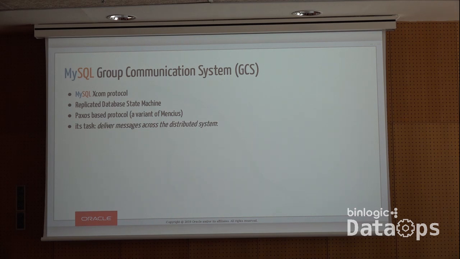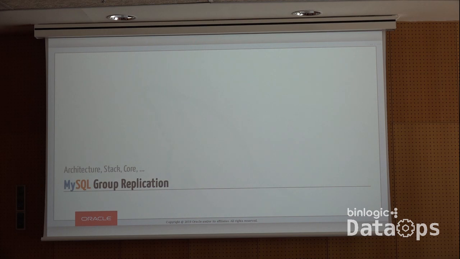So the task of this GCS is to deliver the message across the distributed system. So across all the nodes, they all communicate through GCS. And all this delivery has to be atomic and has to be in total order for the writes. Right? All the writes, they need to be appended in the same order. So they receive this order ticket also from the GCS subsystem. So everything that you will write, it all goes through this system. So let's see how it looks.